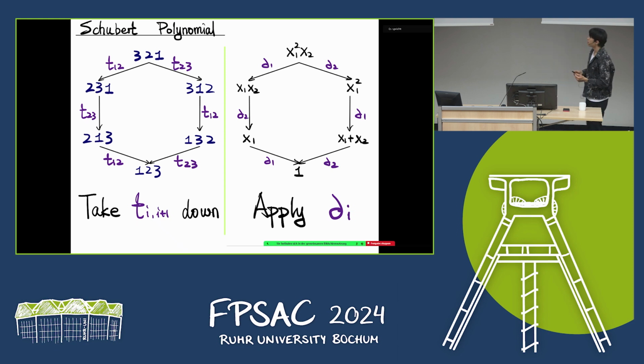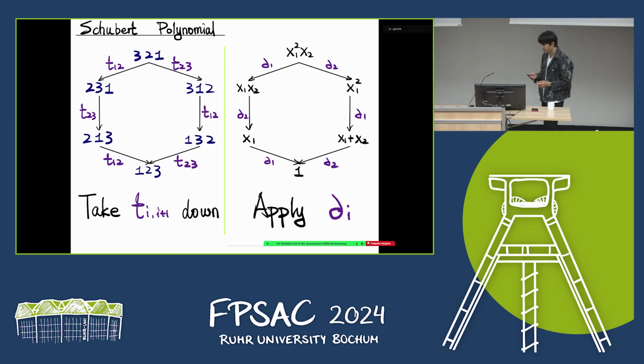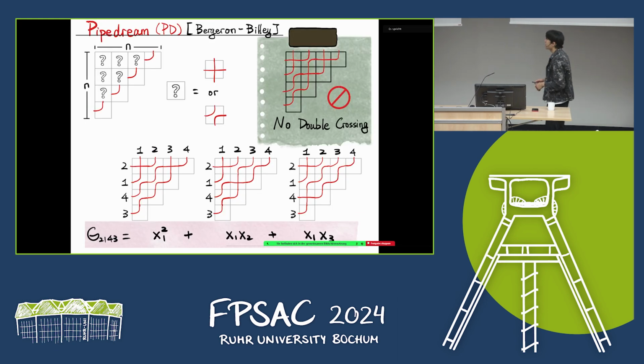You can compute Schubert polynomials this way, but this is a combinatorial talk, so we want to see some combinatorics. Bergeron and Billey gave this pipe dream formula back in the 90s. Now they're looking at a staircase grid where we have n boxes in the first row, and then each row will have one less box than the previous row.